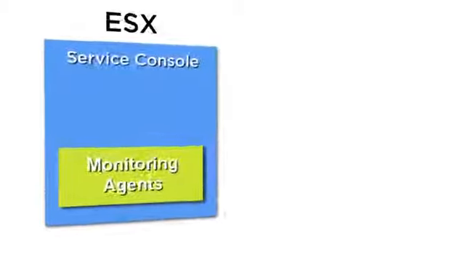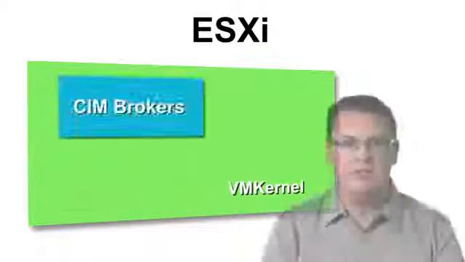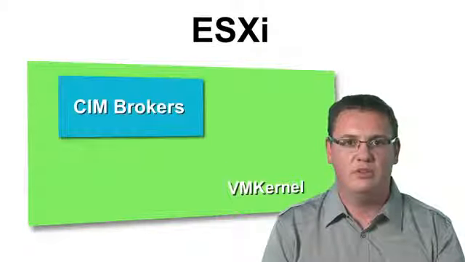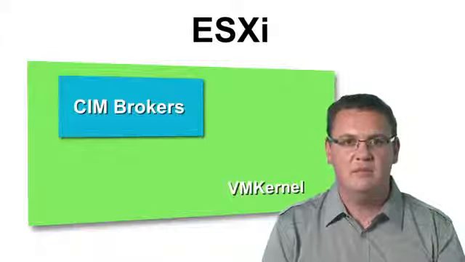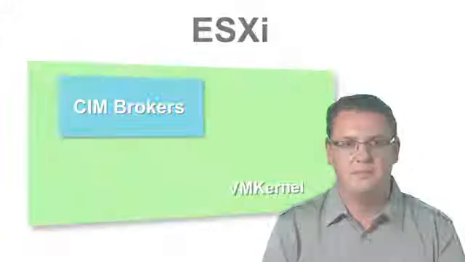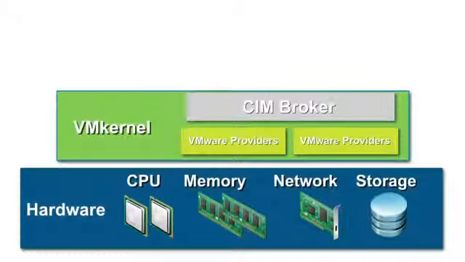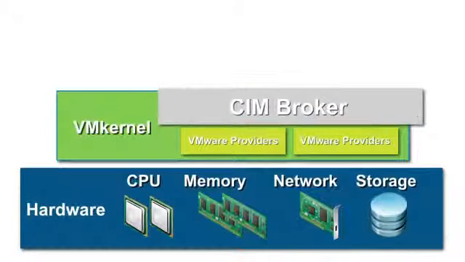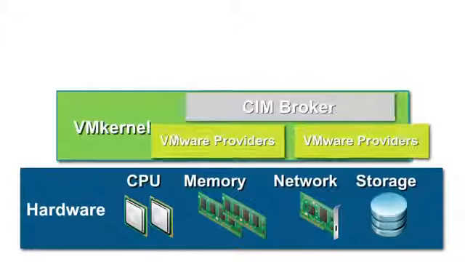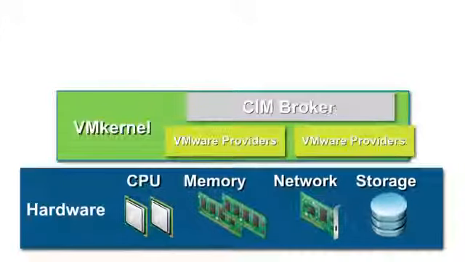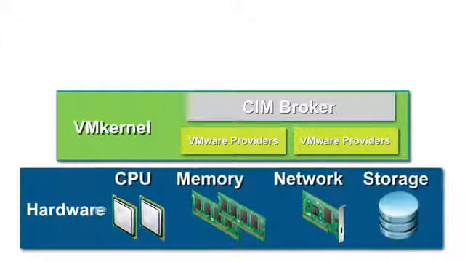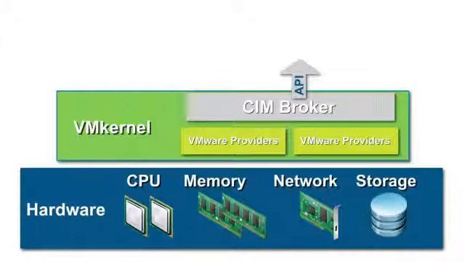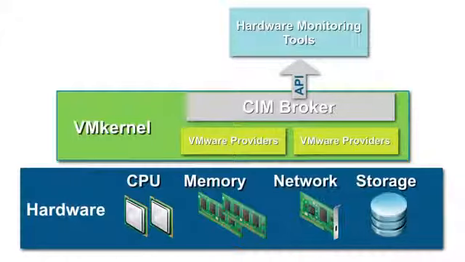On ESX, hardware monitoring agents ran on the service console. ESXi uses Common Information Model, or CIM, brokers that run on the VM kernel. CIM is an open standard that defines a framework for monitoring of hardware resources. This framework consists of a CIM object manager, often called a CIM broker, and a set of CIM providers. CIM providers provide management access to device drivers and underlying hardware. The CIM broker takes all the information from the CIM providers and presents it to the outside world via standard APIs.